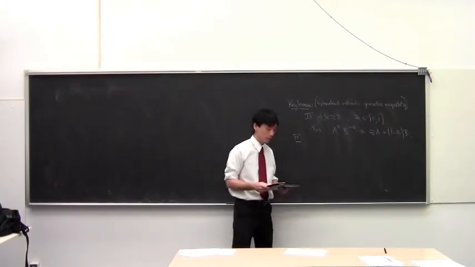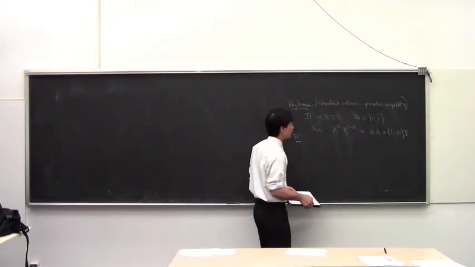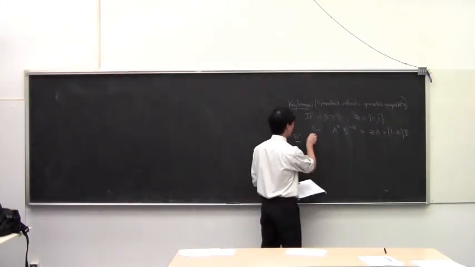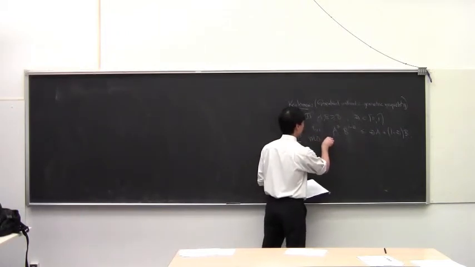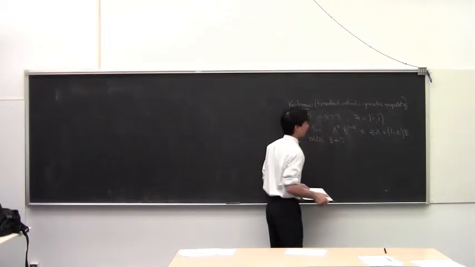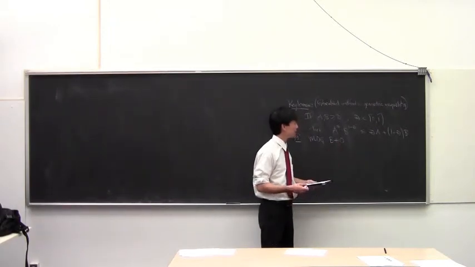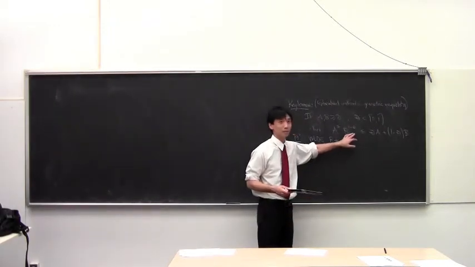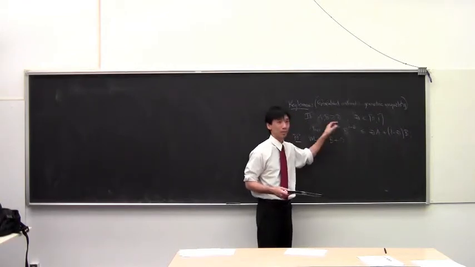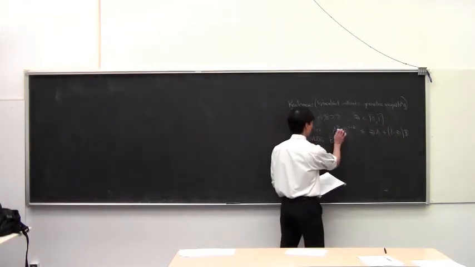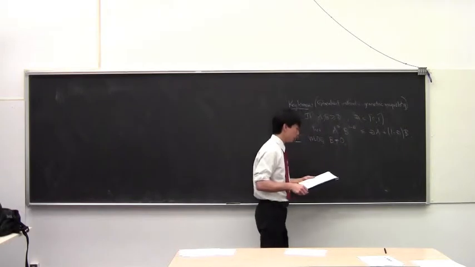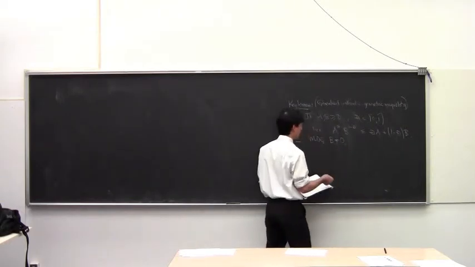So the proof goes like this. The first thing is that you reduce it. You say, well, without loss of generality, you can assume that B is non-zero. Because if B is equal to zero, then it's obviously true, because you get zero on the left-hand side. So assume that B is non-zero. And then you do a reduction.